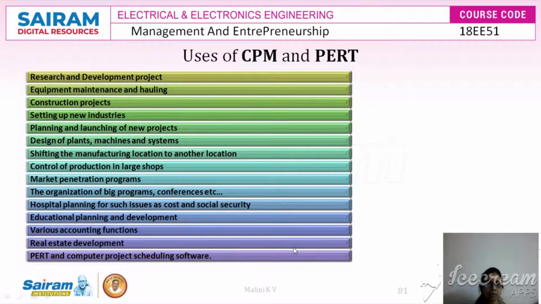CPM and PERT are also used in various accounting functions. They are also used in real estate development projects, and in computer project scheduling software. So all in all, CPM and PERT are used in manufacturing facilities, servicing facilities, servicing sectors, and also in other sectors wherein both the manufacturing and the service facilities are involved.